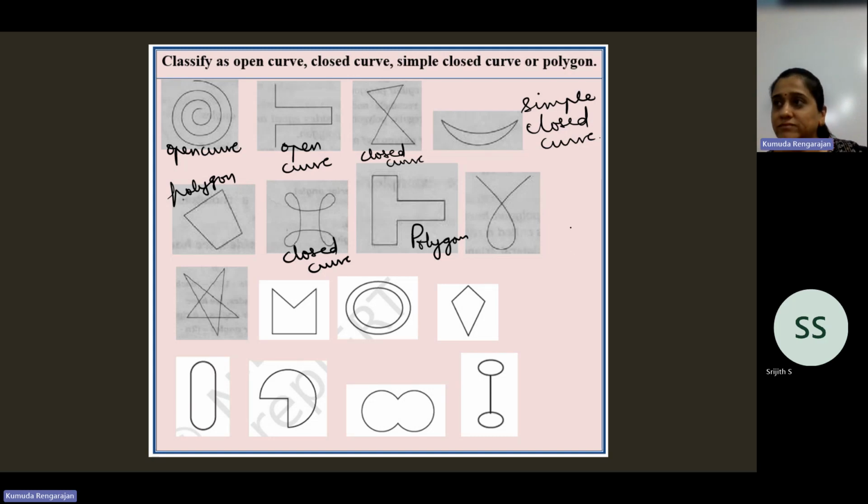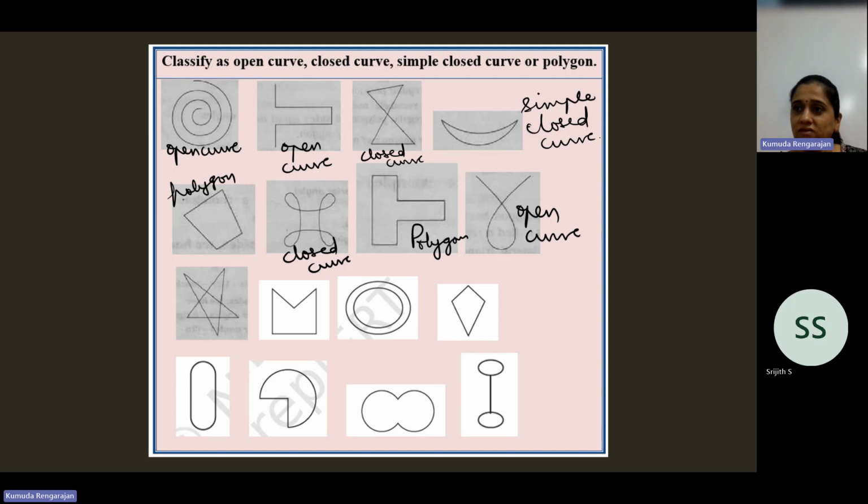Next, who's it? Anirudh? Open curve. Very good. Open curve because the starting point is not equal to the ending point. Then next one, Navneet. Polygon. Okay. Is it a simple closed curve, Navneet? Is it simple? Why? It's crossing over itself. It intersects itself. So it's not a polygon.